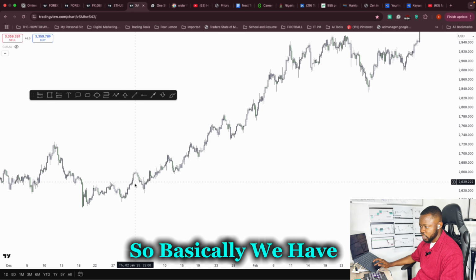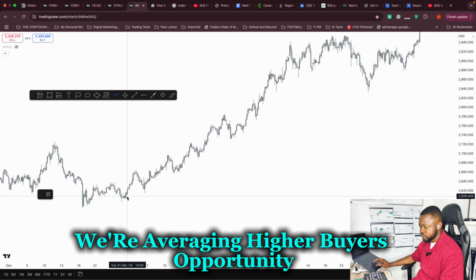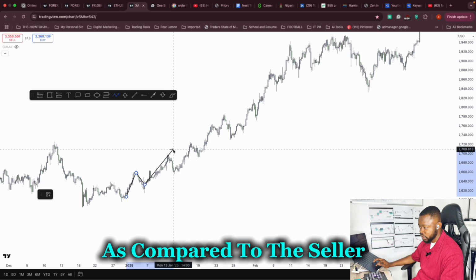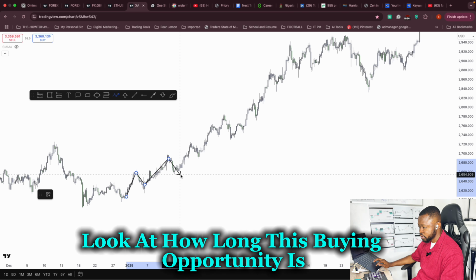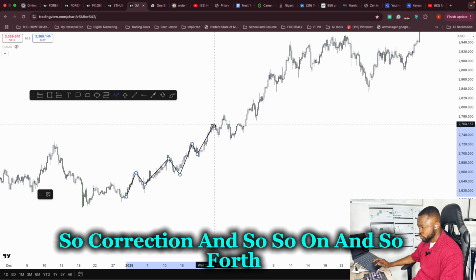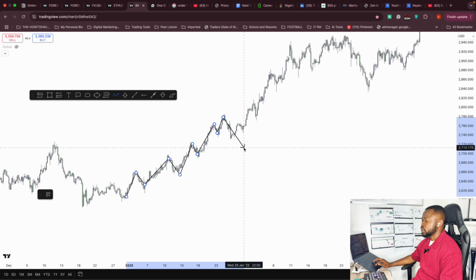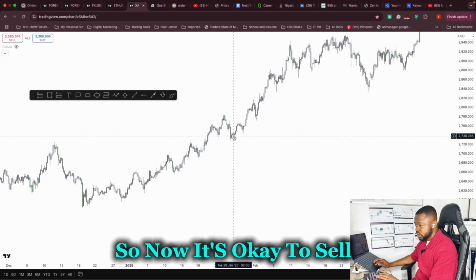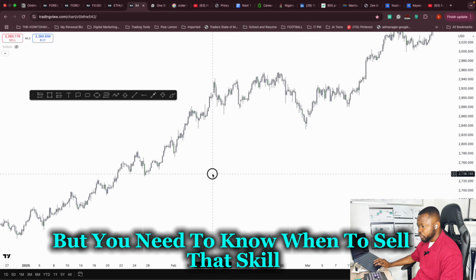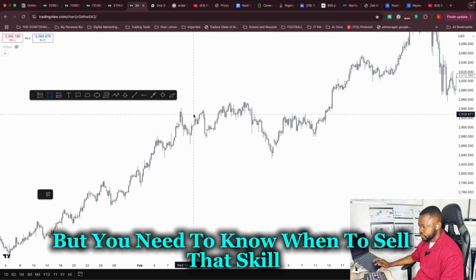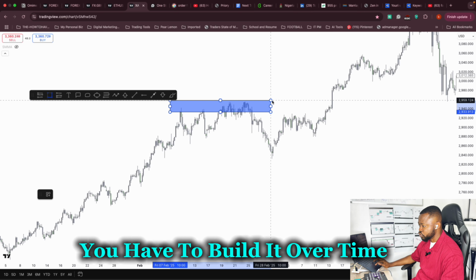So basically we're averaging higher buying opportunity as compared to the sellers. Look at how long this buying opportunity is, then a correction, and so on and so forth. Now it's okay to sell, but you need to know when to sell. That skill, you have to build it over time.